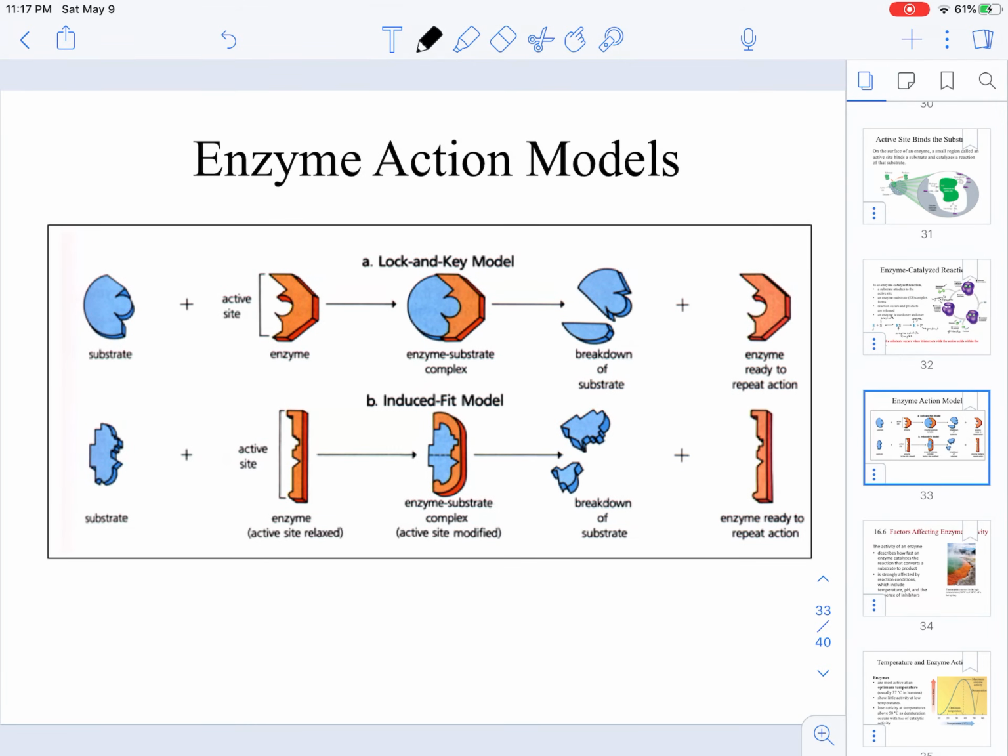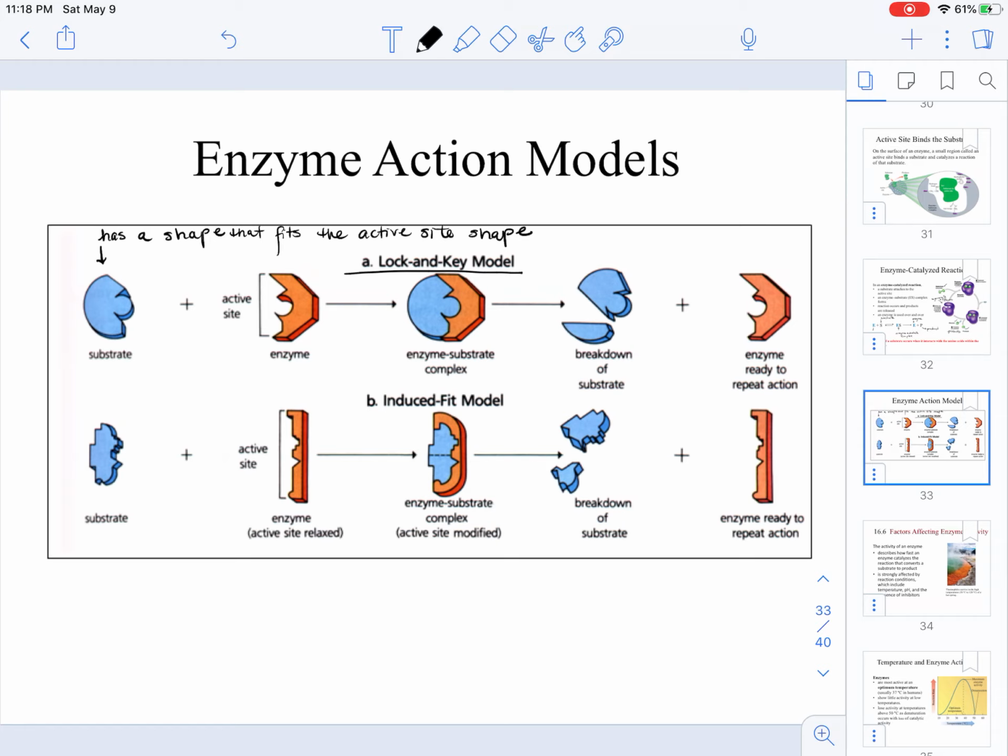Now, there are two models for enzyme action. The first one is the lock and key model. The lock and key model works for certain enzymes. In the lock and key model, understand that your substrate and your enzyme are going to fit into one another like a lock and key. So the substrate has a shape that fits the active site shape. And because they fit with each other like a lock and key, that's how the catalysis occurs.